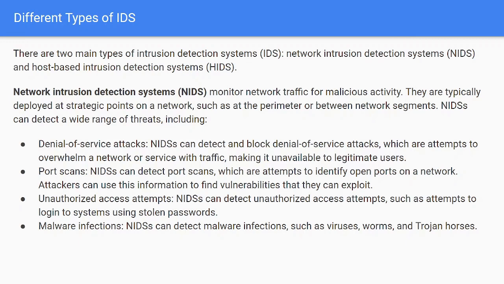You understand? Then the next one is unauthorized access attempt. So NIDS can detect unauthorized access attempts such as login to a system using stolen credentials. So that's one of the threats that NIDS can detect. And the last one is malware infection. NIDS can detect malware infection such as viruses, worms, and Trojan horses.